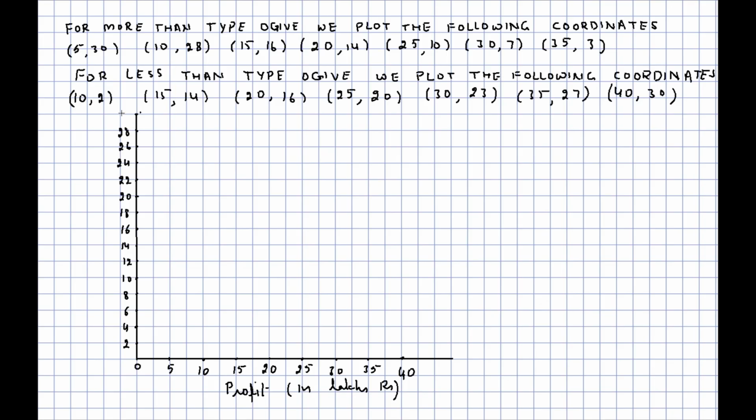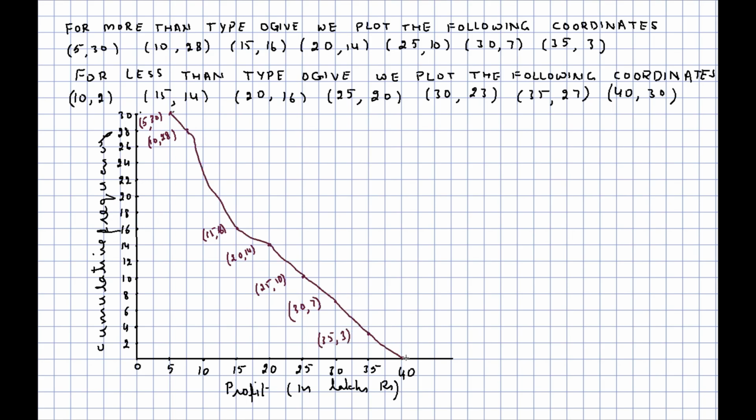Now plot 5 and 30. It will come here. 10 and 28 will come here. 15 and 16 will come here. Now write 20 and 14. This point is 25 and 10. And this point is 30 and 7. And this point is 35 and 3. Now join this with freehand.